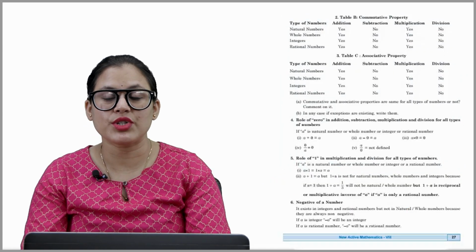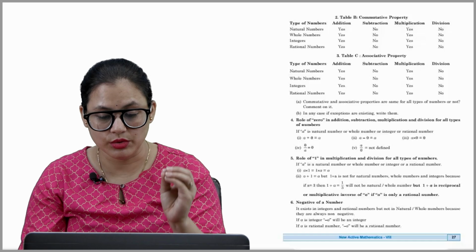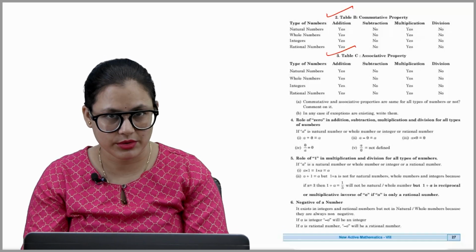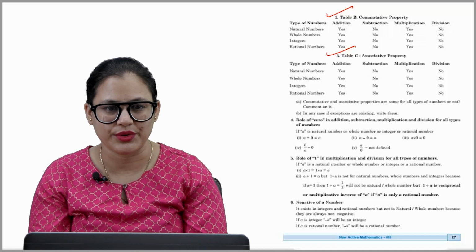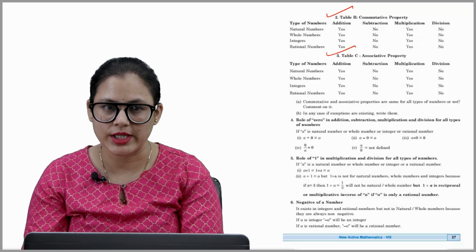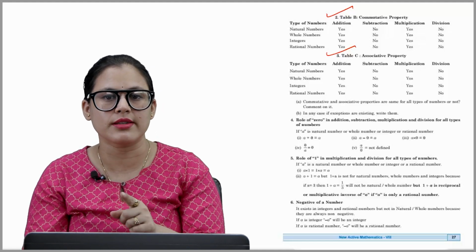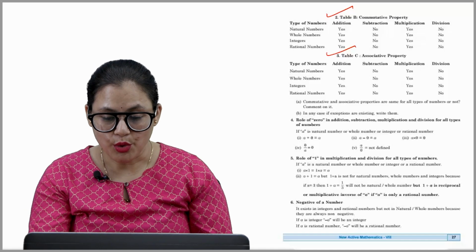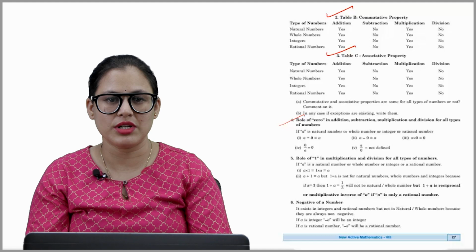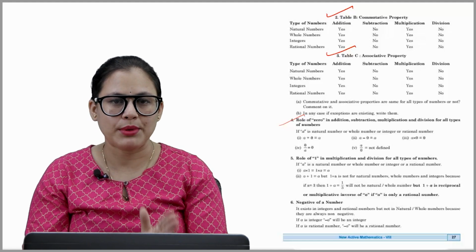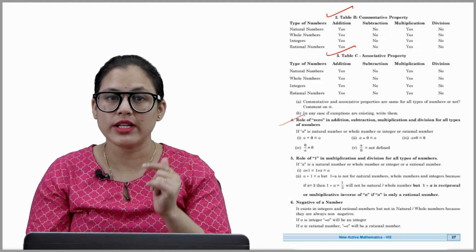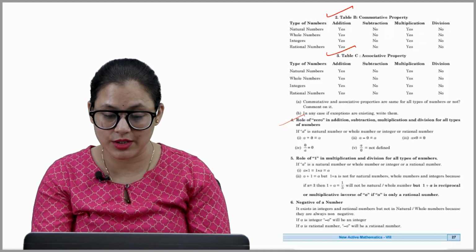Table 2, what does it say? Commutative property. Okay, so students, go through these tables, that is table 2 and table C. Okay, everything is summarized over here. A, commutative and associative properties are the same for all types of numbers or not? Comment on it. And B, if any exceptions exist, write them. Okay. 4, role of 0 in addition, subtraction, multiplication, division for all types of numbers. Okay. If A is a natural number or whole number or integer or rational number, A plus 0, A minus 0, A into 0, 0 divided by A is 0, but A divided by 0 is not defined.